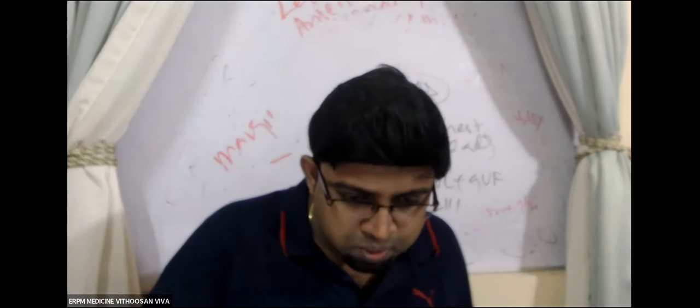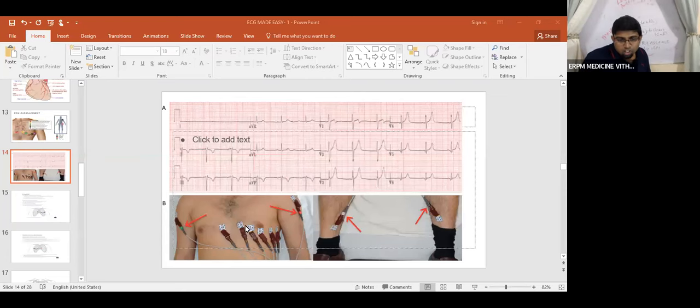Listen to me. The first message I want to tell you, listen carefully. This is your ECG, and now you are seeing 12 leads. Most of you might have seen this when they are taking the ECG. They are putting something on the chest, and they are putting something on the hands and legs.